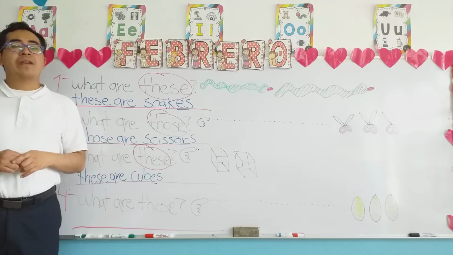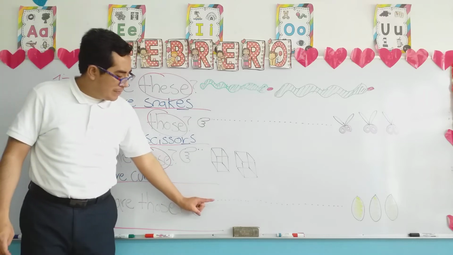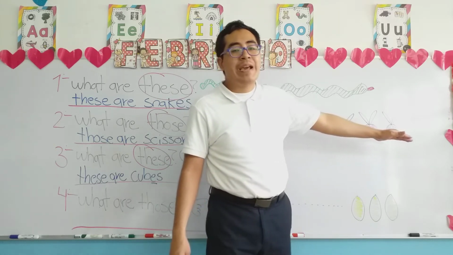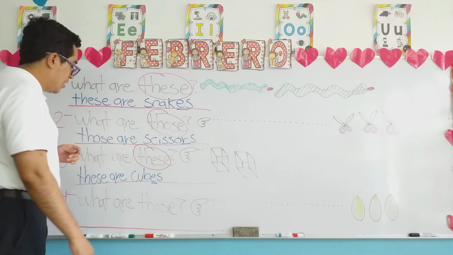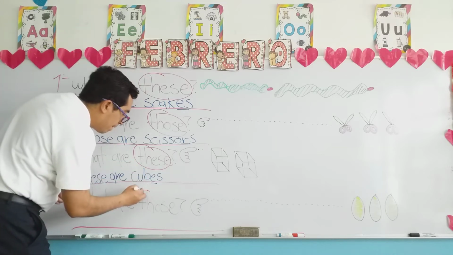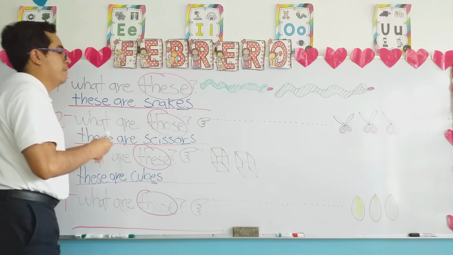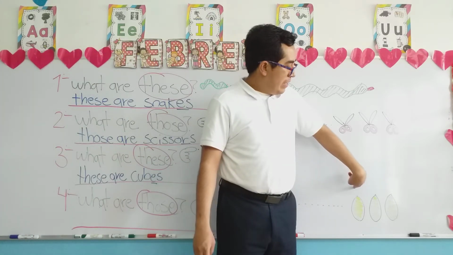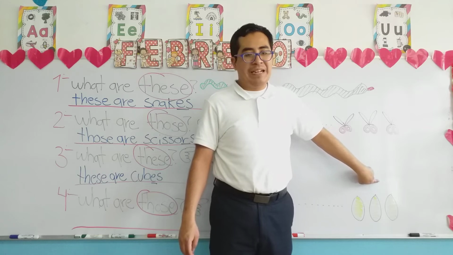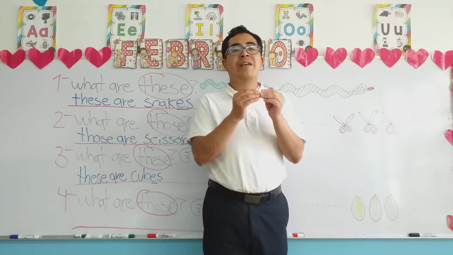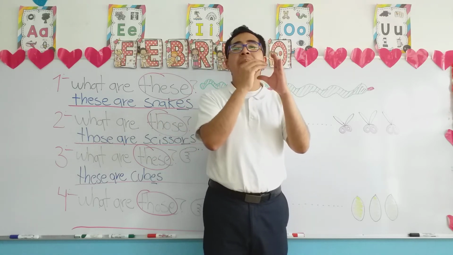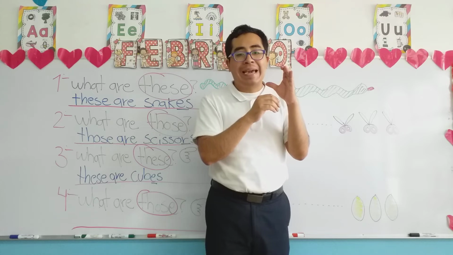And finally, question number 4. Let's see the distance. Okay, and they are far. Están lejos de nosotros. So we use those. And let's see the objects. Okay, these are eggs. Now remember, egg is the one that we have for breakfast or the one that contains a baby animal inside. Eggs.